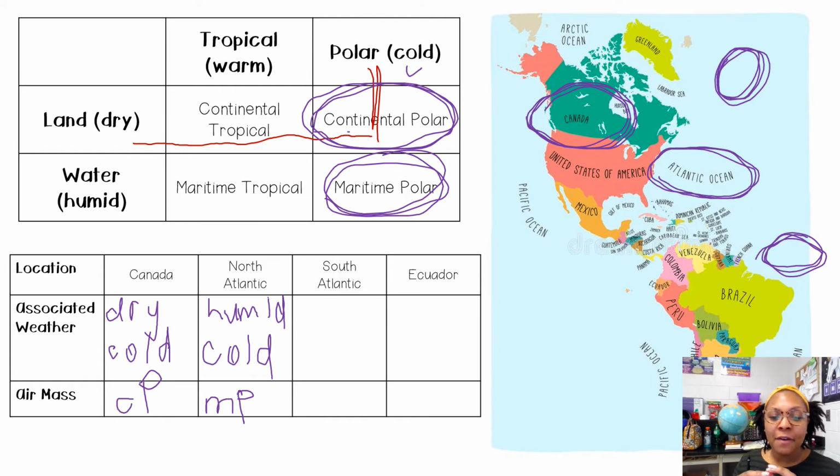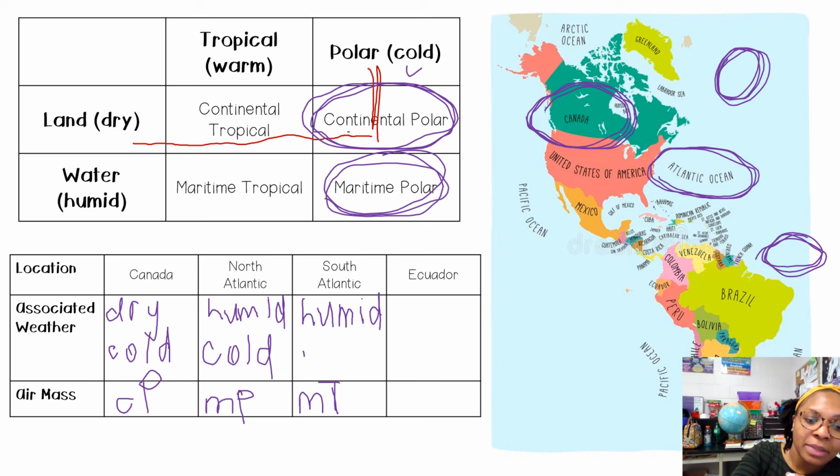All right, so our South Atlantic, we know that it is over water, so that it's maritime. Since it's in the south, it's a little bit warmer, so it is tropical, maritime tropical. We know that weather in maritime is going to be humid, so I'm going to put humid. And it's tropical, so it is going to be warm.